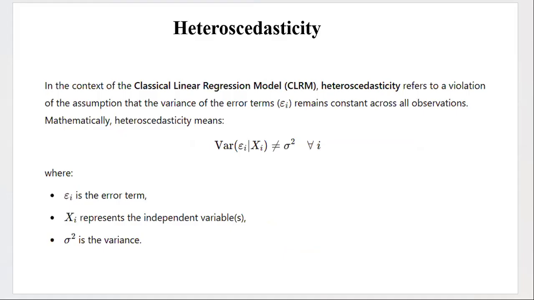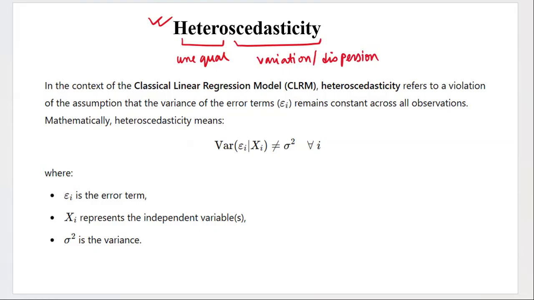So let us see what is heteroscedasticity. Now, if you see this word, this is a very heavy word. If someone is new to heteroscedasticity, please understand it is made up of two words. First word is hetero. Hetero means unequal. And the word scedasticity means variation, or you can call this dispersion. In statistical terms, we call it dispersion. So heteroscedasticity means unequal variation or unequal dispersion.